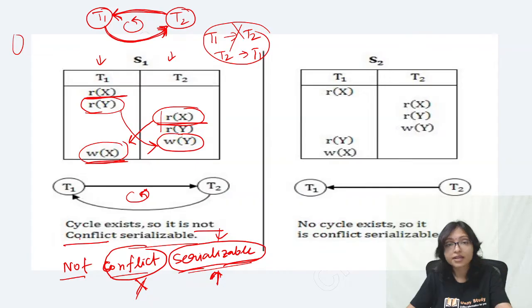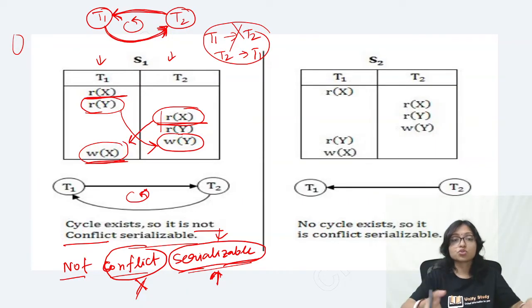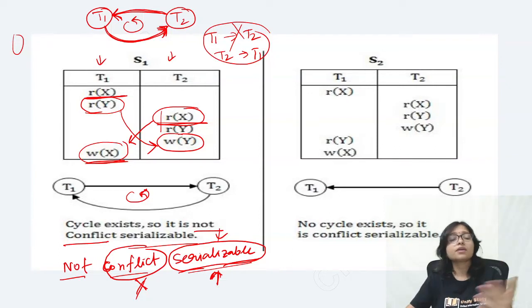How are you trying to make it serial? Through the conflict. There were two ways, conflict serializability and view serializability. You are trying to do it through conflict serializability. Whenever you get a loop, you will not be able to make it serial. That's why it is not conflict serializable.